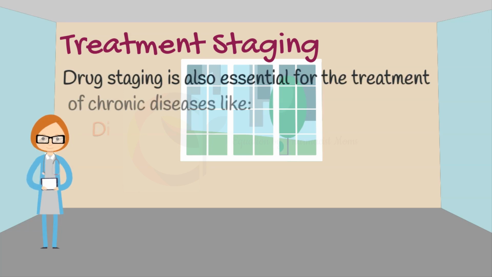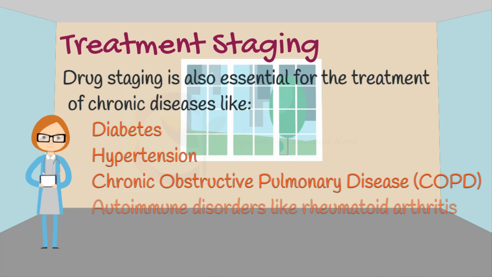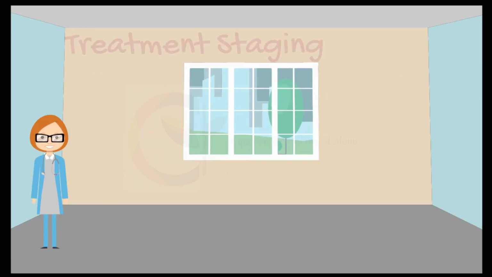Drug staging is also essential for the treatment of chronic diseases like diabetes, hypertension, chronic obstructive pulmonary disease or COPD, and autoimmune disorders like rheumatoid arthritis. In cases like these, the class of drug usually instructs the suitable staging of treatment.